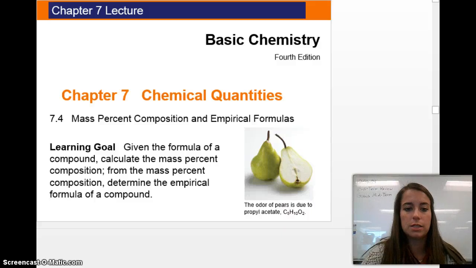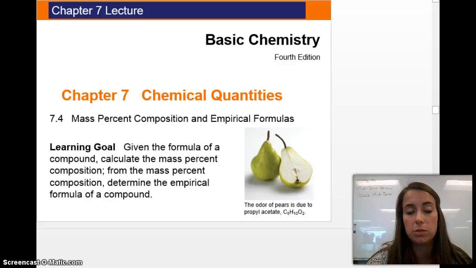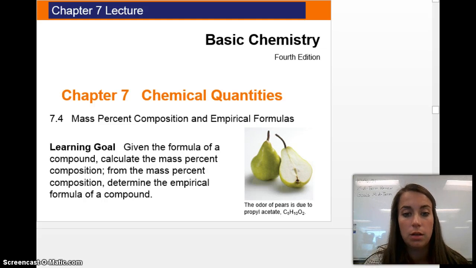Alright guys, we are starting 7.4, which is on mass percent composition and empirical formulas. It uses the stuff from 7.3, 7.2, and 7.1, but it's a little bit different. The learning goal is, given the formula of a compound, calculate the mass percent composition. And then, once you know the mass percent composition, determine the empirical formula of a compound.